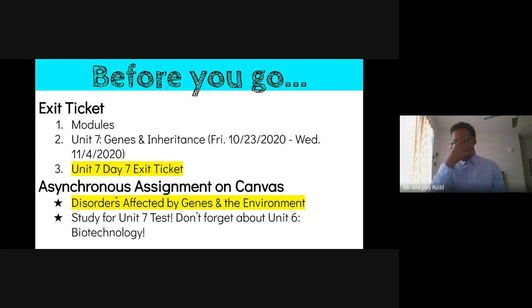Now you do have one asynchronous assignment on Canvas. Disorders affected by genes and the environment is U7D6. So I want you guys to knock that out. Of course, we didn't do the warm-up or the exit. We didn't do the warm-up this morning. So please make sure you're dedicating time to that. I'm going to send you a Remind message right now, but you do have those three things: your warm-up, your exit ticket, and this asynchronous assignment.